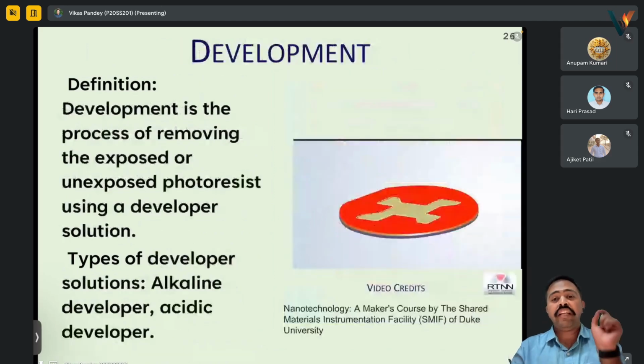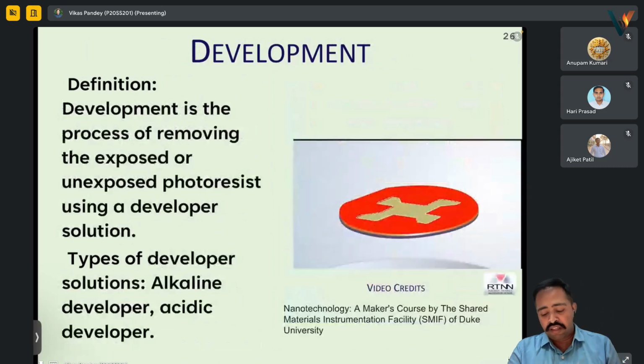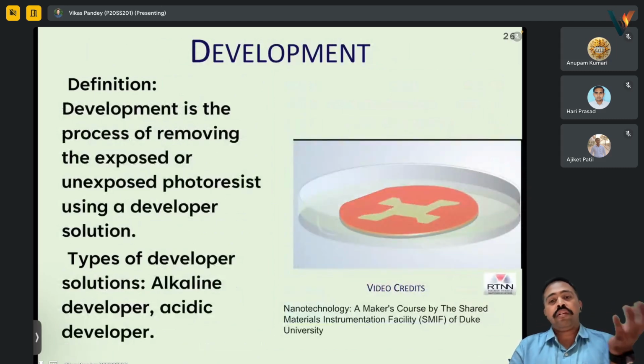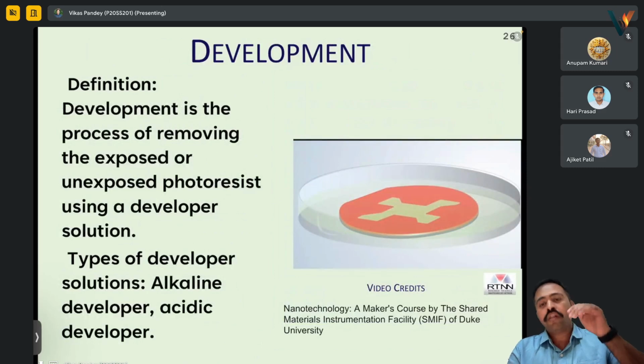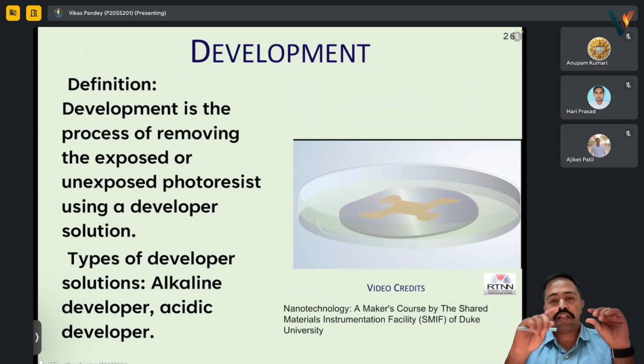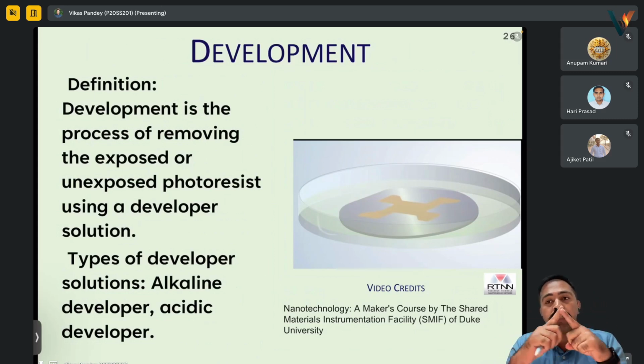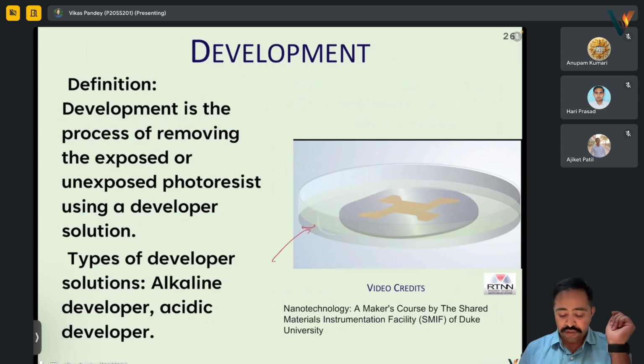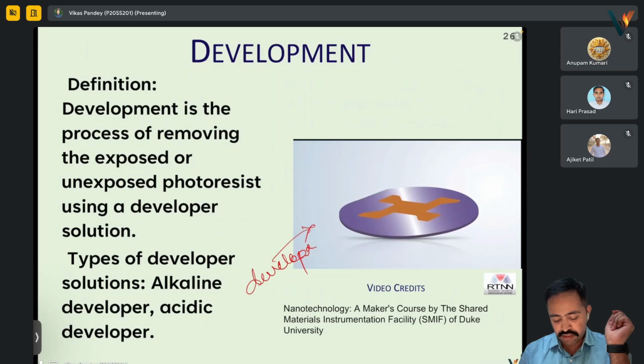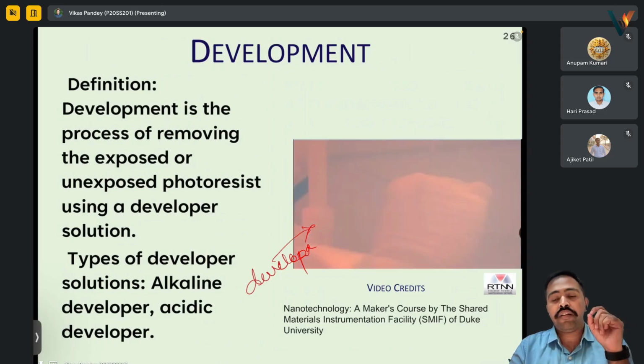Then next is development. How do we develop? Taking this out, doing a hard bake that will harden it further, the rest of the part that is left will get hardened. We put it in developer. The first solution that we had was PR. The second solvent is developer. Here we are putting it in developer, and what the developer did was it removed the exposed resist.